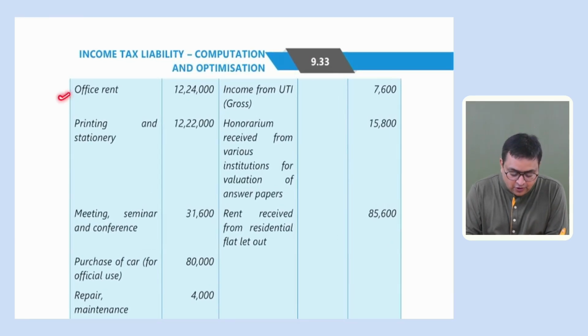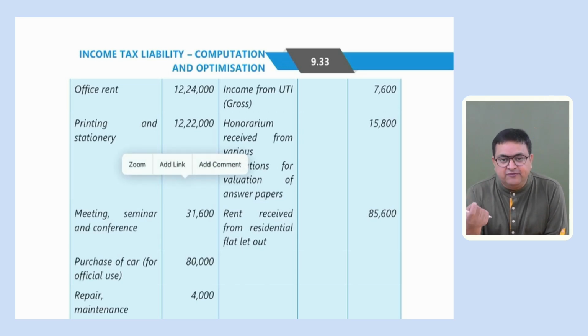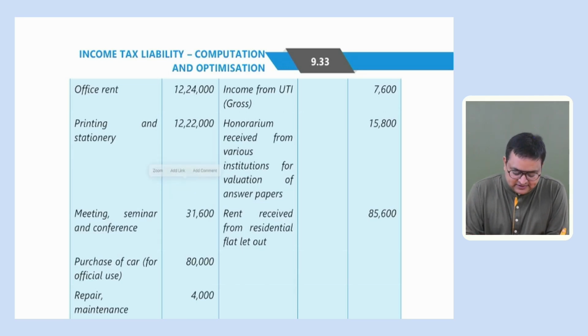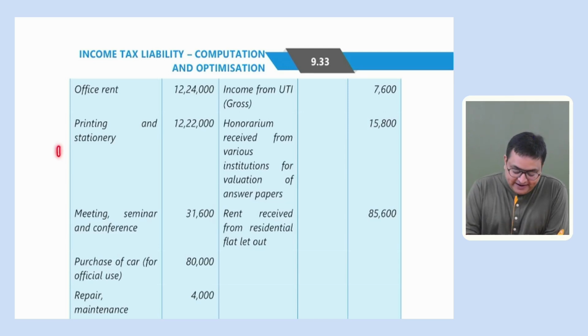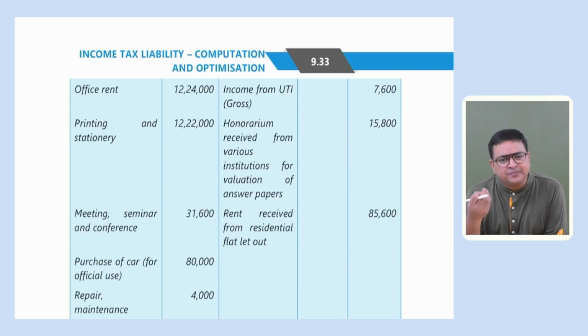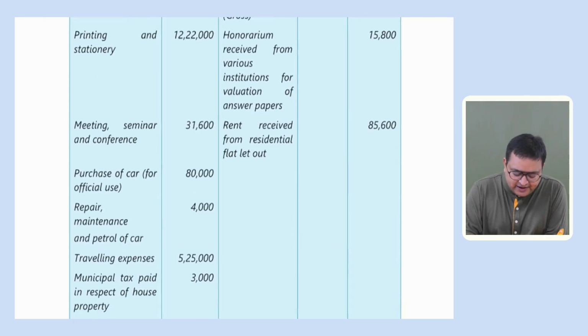Office rent allowed. You understand that if you are using any building for your business or profession, including for office, it is allowed under section 30. Although you don't have to mention section 30 anywhere, you should have an idea that it is allowed under section 30. Okay. Printing and stationery, allowable expense, no issues. It is not covered under sections 30 to 36, but section 37 allows printing and stationery. It's a revenue expense, a business expense, not prohibited by law, right? It's not personal, so it should be allowed.